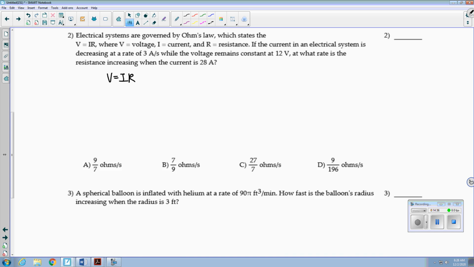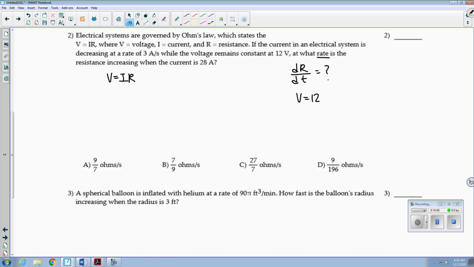So what are we looking for? At what rate is the resistance increasing? So the resistance is R. The rate implies I'm looking for a derivative. So we want dR/dt. That's what we're looking for. Now we know that the voltage remains constant. So that's going to be important. It stays at 12. That is not changing.